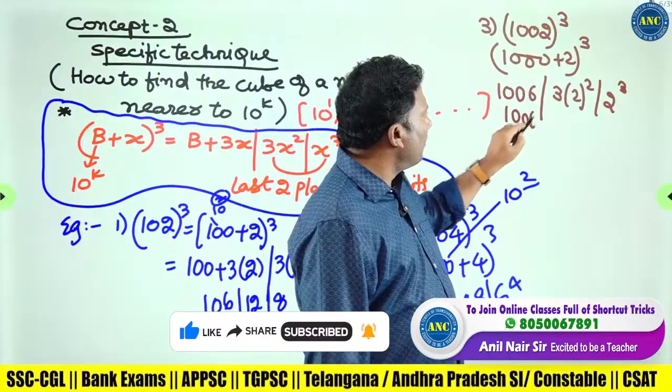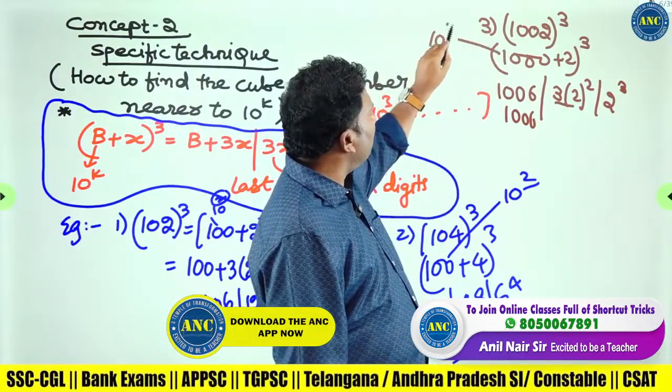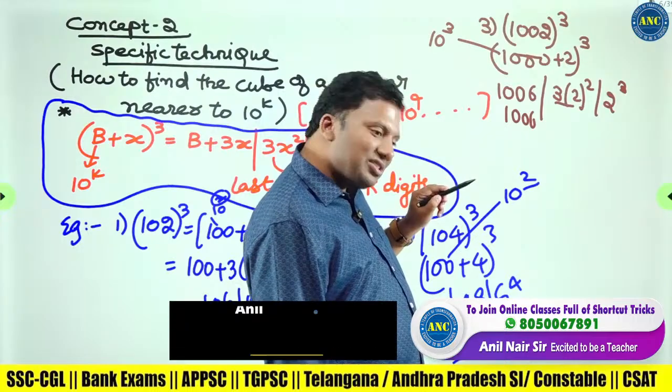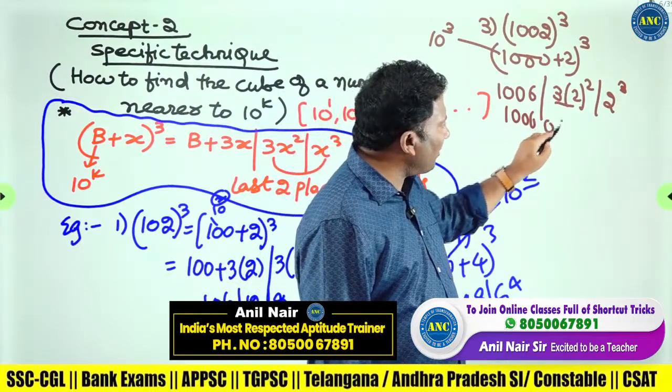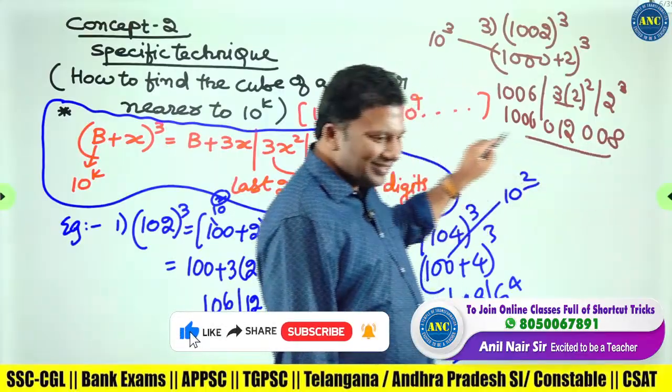1006. 4 3s are 12. You ask me a question. 1000 is 10 power 3. Last places 3 digits. 12 in 3-digit format is 012. 8 in a 3-digit format is 008.